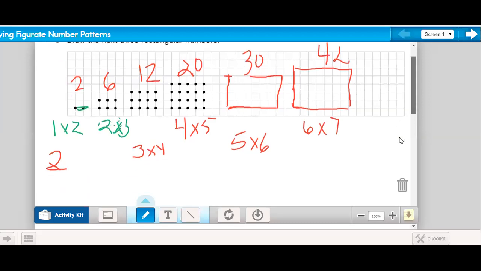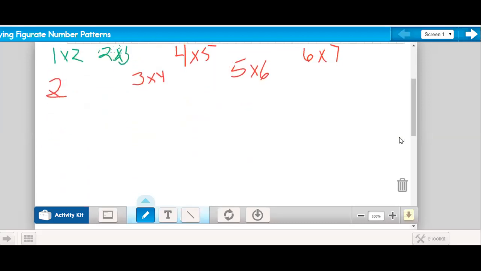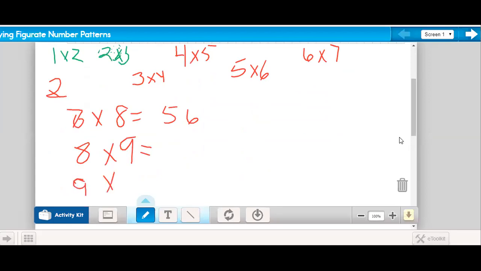So in our space below, I'm going to work that out. So 7 times 8 is 56. Then you'll need to figure out 8 times 9 and 9 times 10 to finish those last 2. And then explain how you got that. So please pause and figure that out.